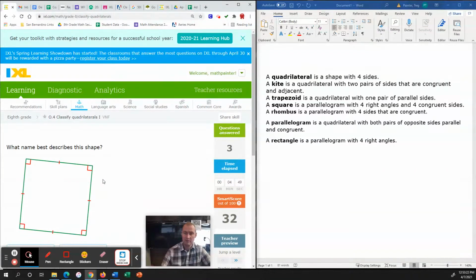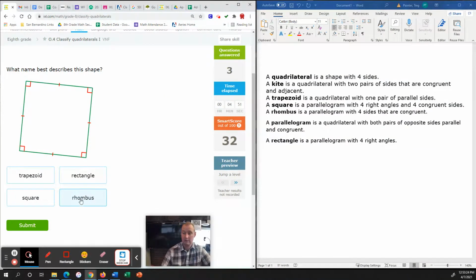All right, what name best describes this shape? That is a square if I ever saw it. Yes, it is a rectangle. Yes, it's a rhombus. But it has to be a square because 4 sides the same, 4 corners, right angles. It's a square.